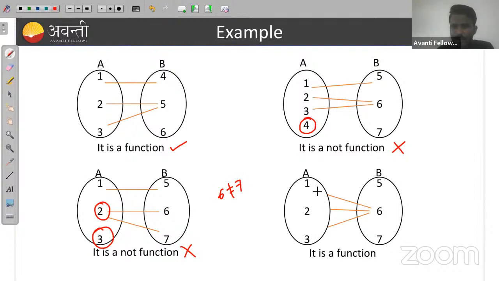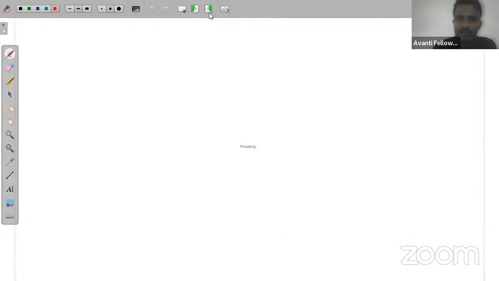The last one is a function, right? 1 is related to 6, 2 is related to 6, 3 is related to 6. Every element of A is involved in the relation, 1, 2, 3, and every element of A has a unique image in B. For 1, the unique image is 6. For 2, the unique image is 6. For 3, the unique image is 6. So it's a relation which satisfies both conditions of a function. I hope this is clear to everyone. Through this example, we have a very good clarity on the definition of a function.